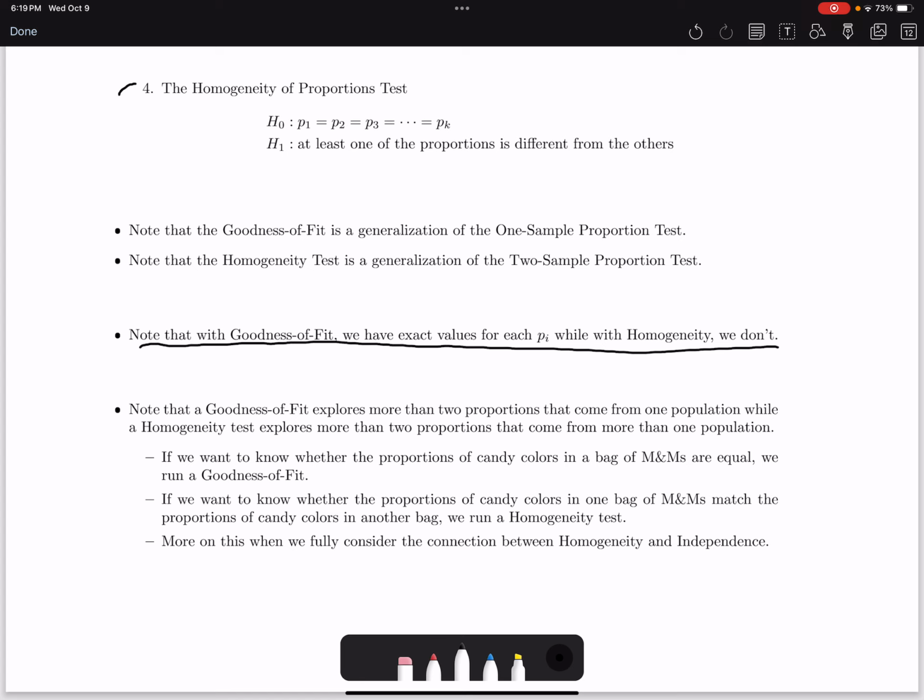Okay, if we want to know whether the proportions of candy colors in a bag of M&Ms are equal, then we run a goodness of fit. But if we want to know whether the proportions of candy colors in one bag of M&Ms match the proportions of candy colors in another bag, then we would run a homogeneity of proportions test. So again, we'll consider this in more detail when we look at the connection between homogeneity and independence, which we will do in a future section. But for now, we'll practice with the information that we have here. Again, thank you for making it this far, and that'll do it for this lecture.